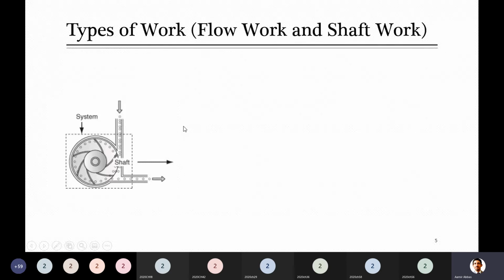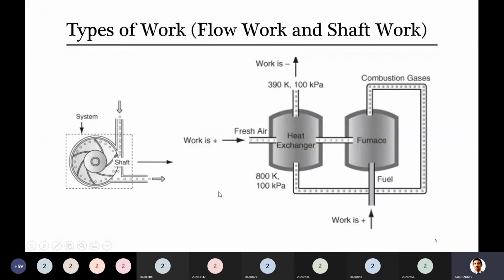The other type of work, sometimes you don't need the shaft. For example, look here. In this case there are two pieces of equipment, one is called a heat exchanger and the other is called a furnace. A heat exchanger is simple equipment in which heat exchange takes place between two streams, and heat transfer takes place when there is some temperature difference between the two streams. I think we discussed this last week when we discussed heat.